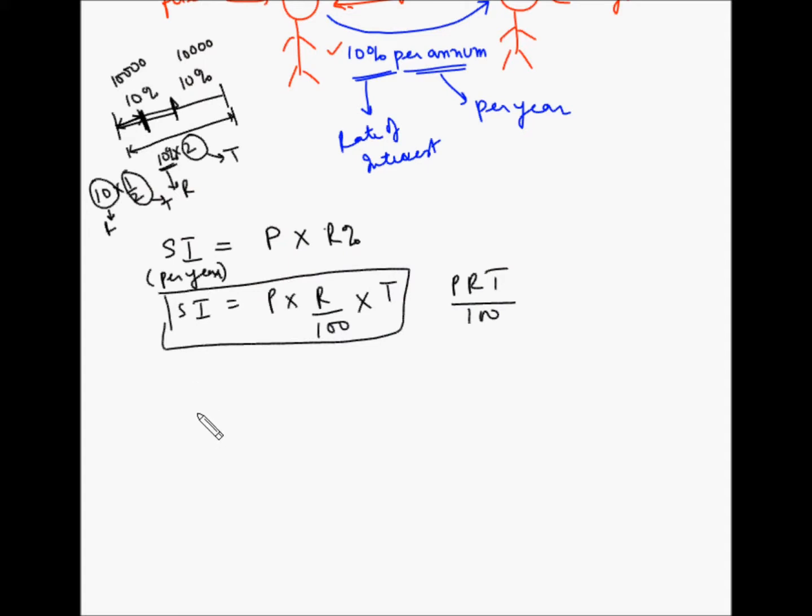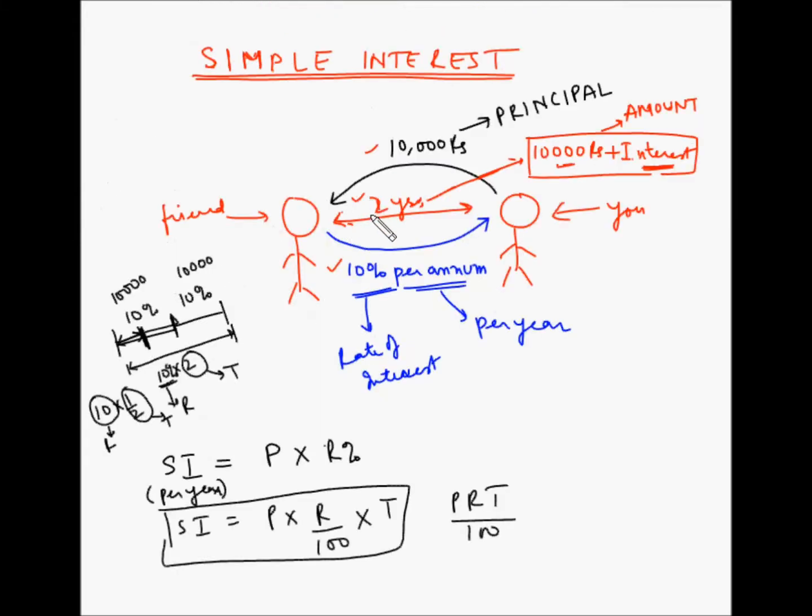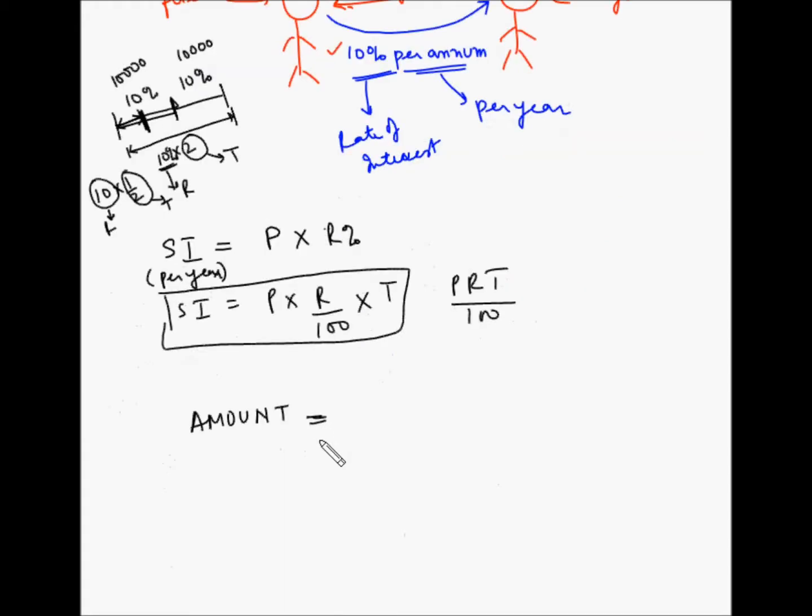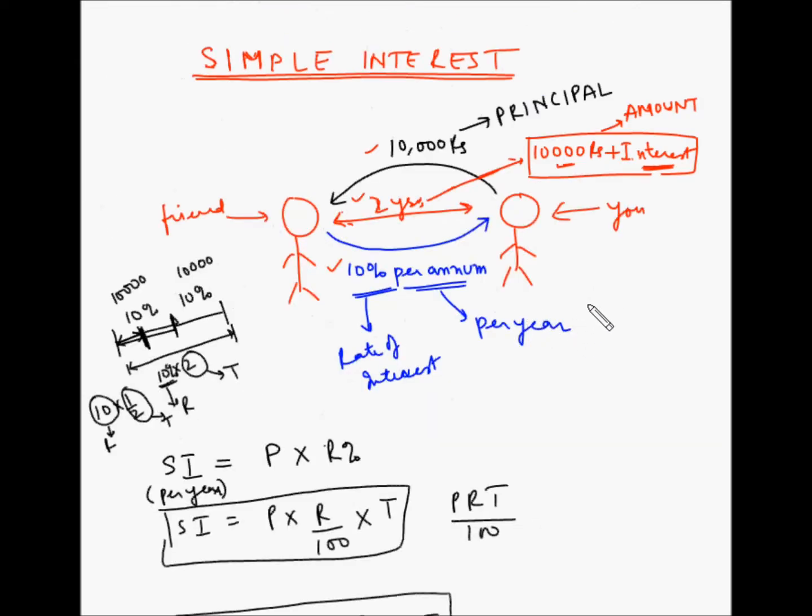and if you have to find out the amount that your friend is going to pay you back after the time period of say 2 years, then it will be principal plus the simple interest. So this is how you find the amount of money you are going to get back after the time period for which you have given the money to your friend.